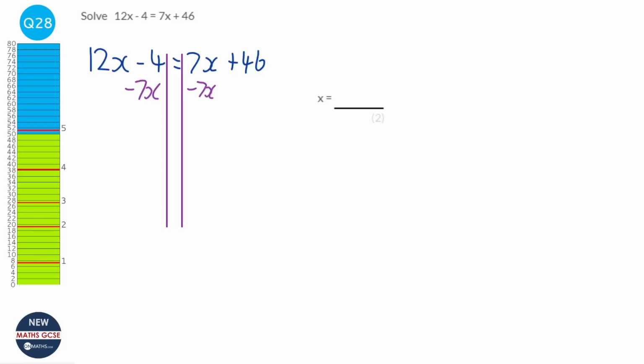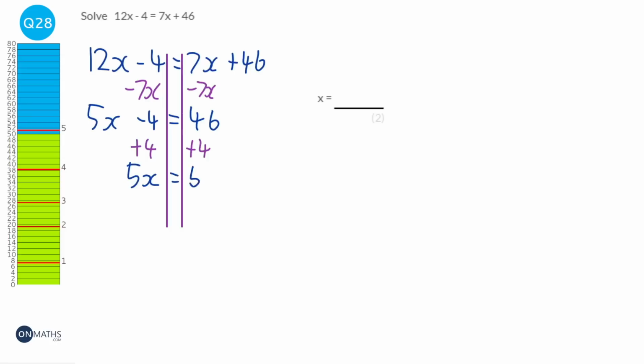And so 12x take away 7x is 5x. And the 7x is gone, so it's just equals to 46. Then we've got the minus 4 to get rid of, so we're going to add 4 both sides. And then we've got this times 5 here, so we're going to divide 5 both sides. So we've got x equals 50 divided by 5, which is 10.